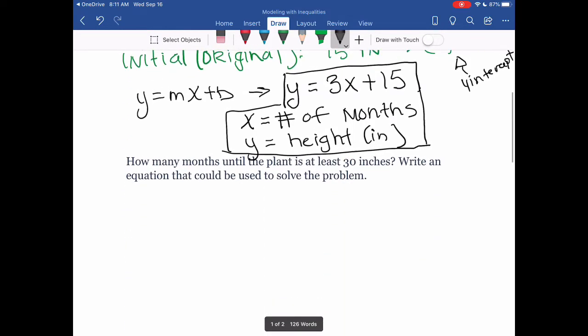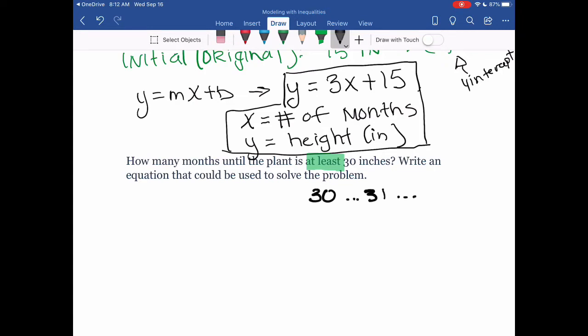Now let's take a look at the next question. How many months until the plant is at least 30 inches? So I don't really care about when it's exactly 30. I'm curious when it's at least 30. So when it's 30, or maybe 31, or maybe 32 inches. So I'm looking for all these numbers bigger than 30. So this sounds like we're going to use an inequality.